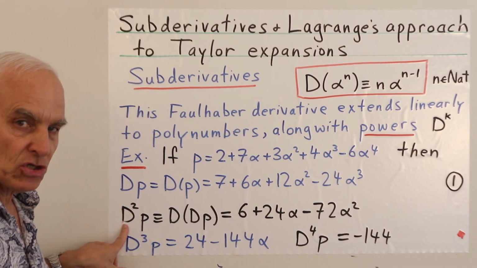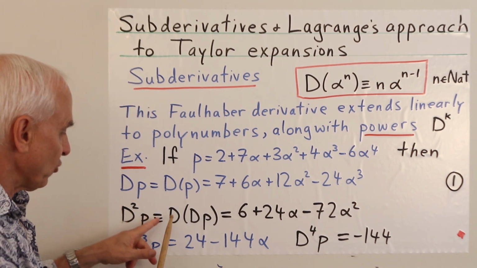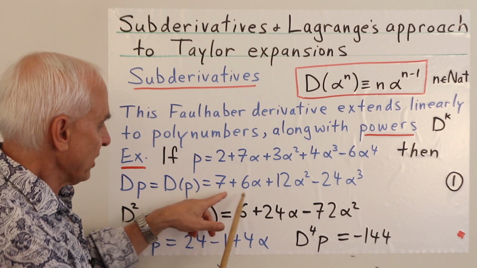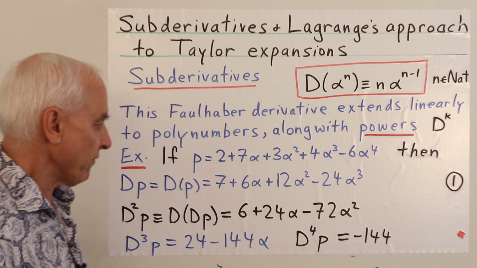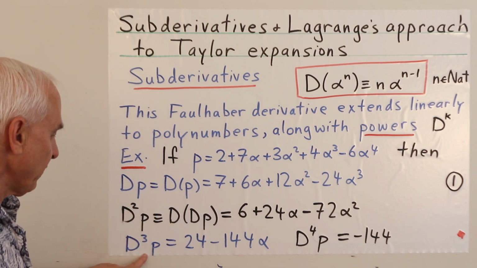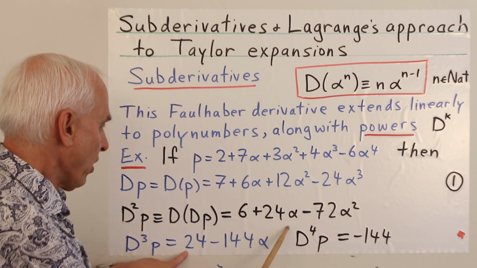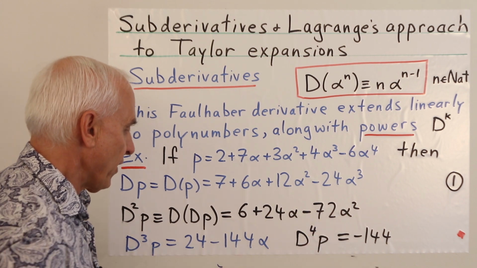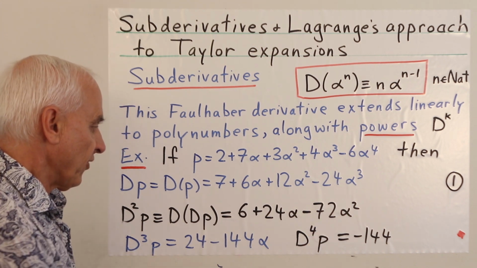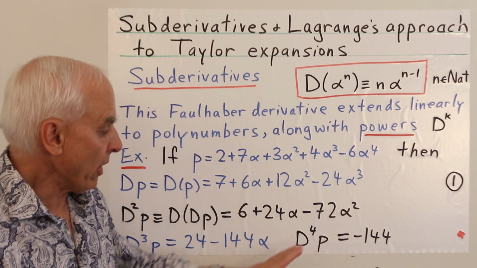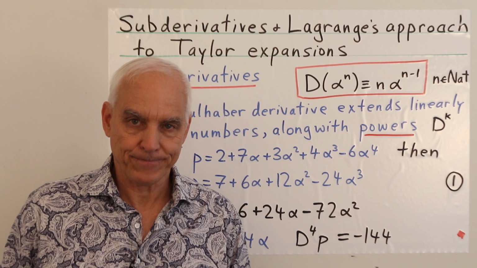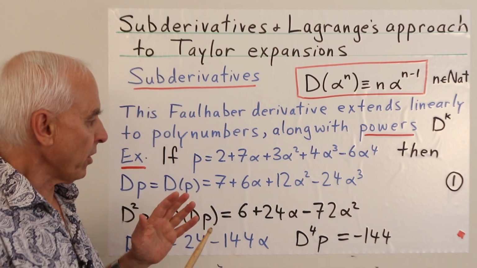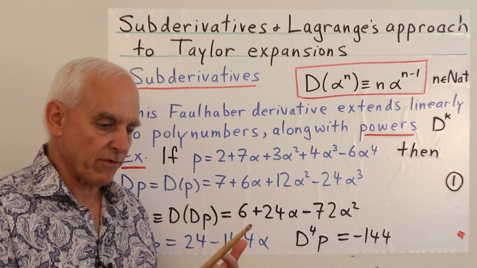Now, if we take the second derivative, d squared of p, that's the derivative of the derivative, then the 7 disappears. We get 6 plus 24 alpha minus 72 alpha squared. A third derivative is then 24 minus 144 alpha. The fourth derivative of this is just minus 144, and all subsequent powers of the derivative give 0. So this is the usual story of the powers of the derivative.